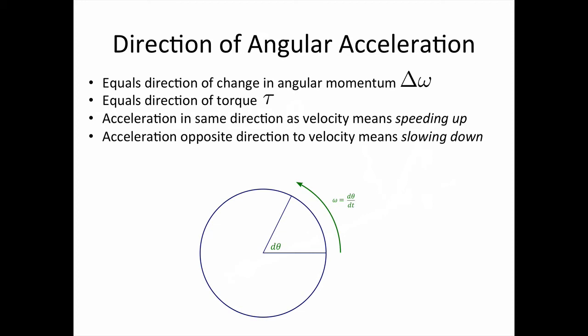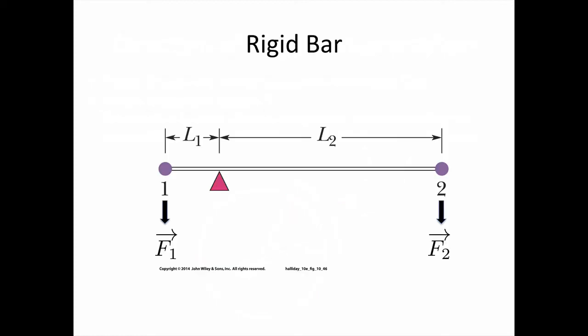In part 1 of the workshop, you will be looking at a rigid bar that spins around an axis through its middle. The direction of its angular acceleration will be equal to the direction of the change in angular velocity, and it also has to be the same as the direction of the applied torque. This is just the same as for linear force and acceleration. What is always true is that if an acceleration is in the same direction as velocity, the object will be speeding up, and if the acceleration is in the opposite direction to velocity, it will be slowing down.